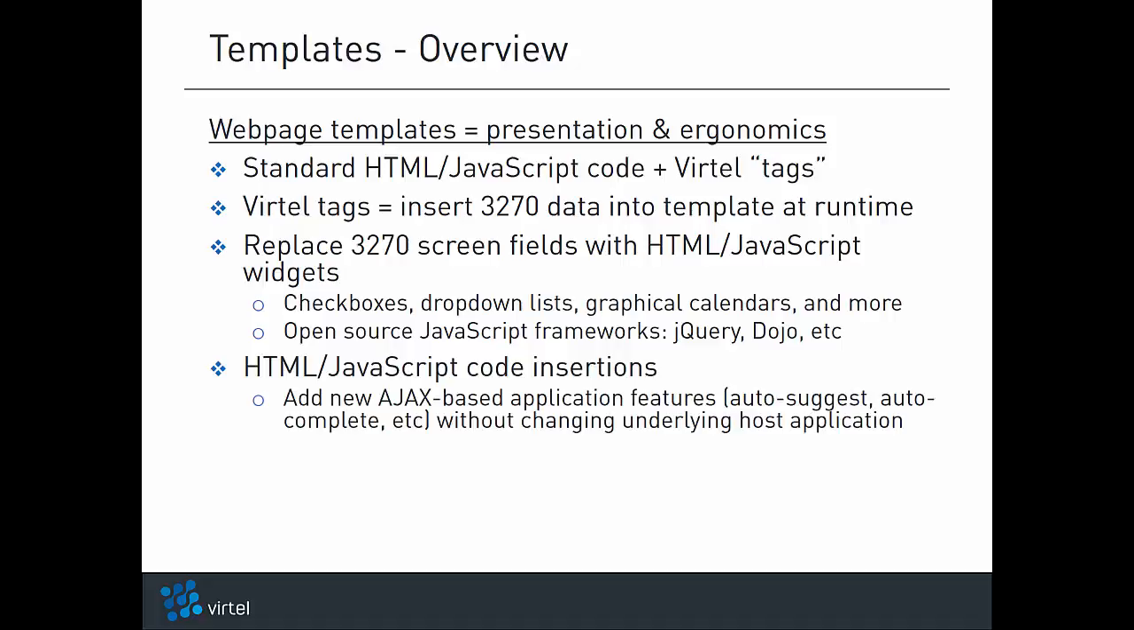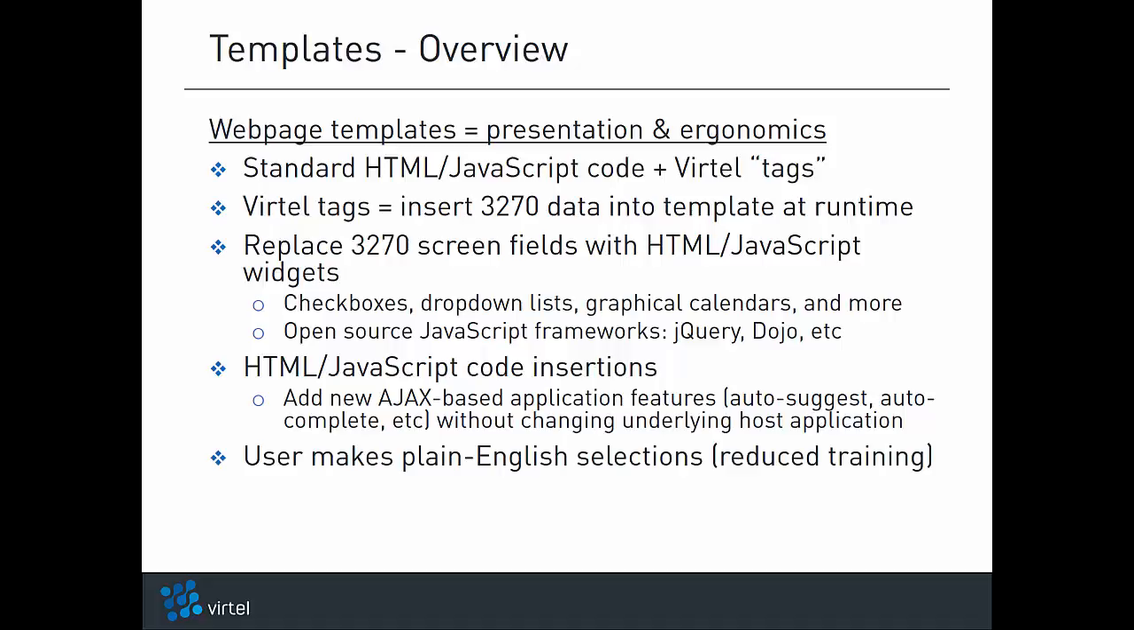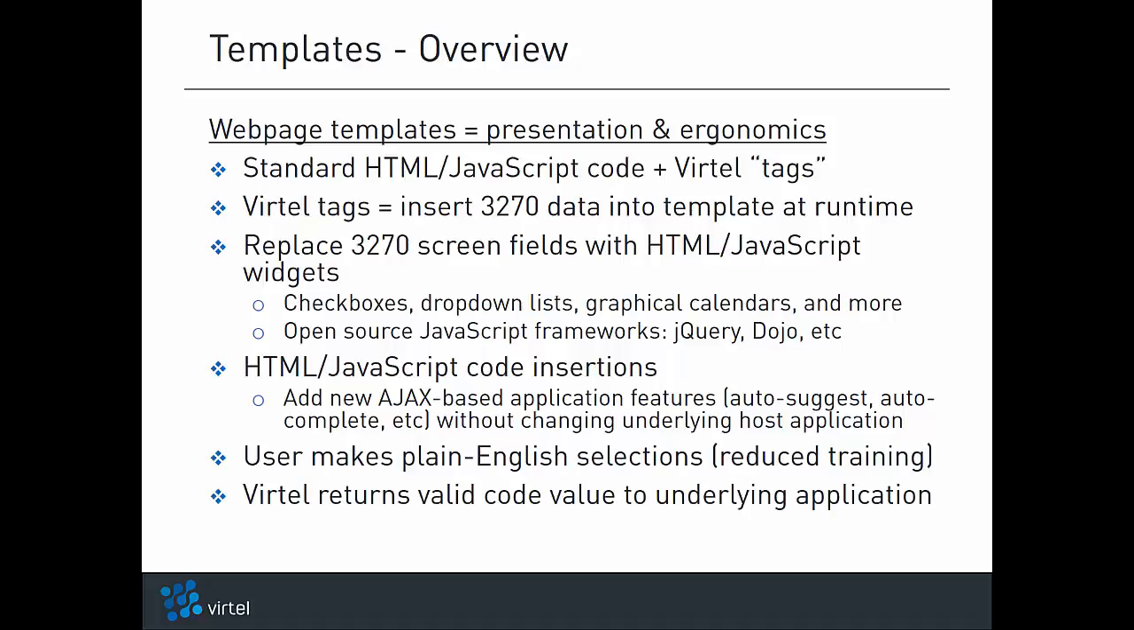Manually developed HTML JavaScript code can also be inserted into Virtel templates, typically to add new AJAX-based application features, such as auto-suggest and autocomplete, without changing the underlying host application. With the web user interface served by Virtel, application users make plain English selections, yet Virtel returns the expected code value to the underlying host application, which remains unchanged and unaware of the existence of the web user interface.